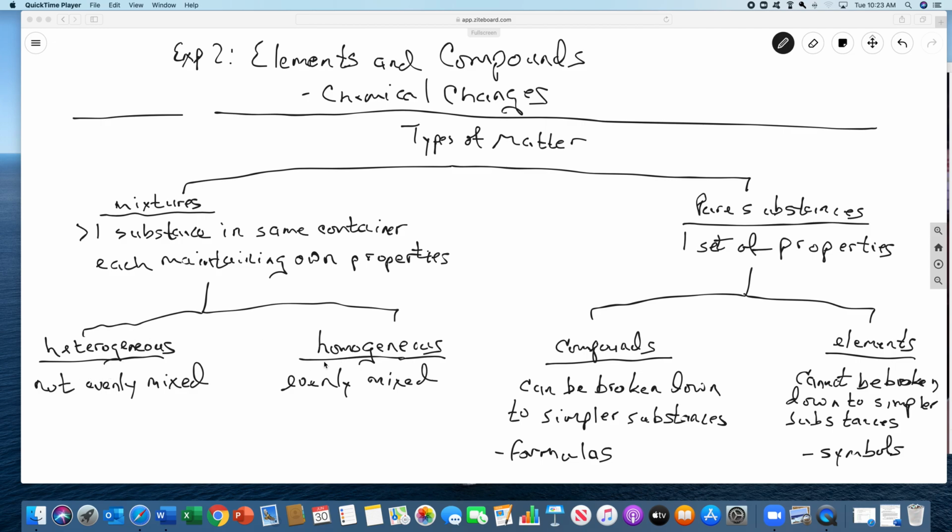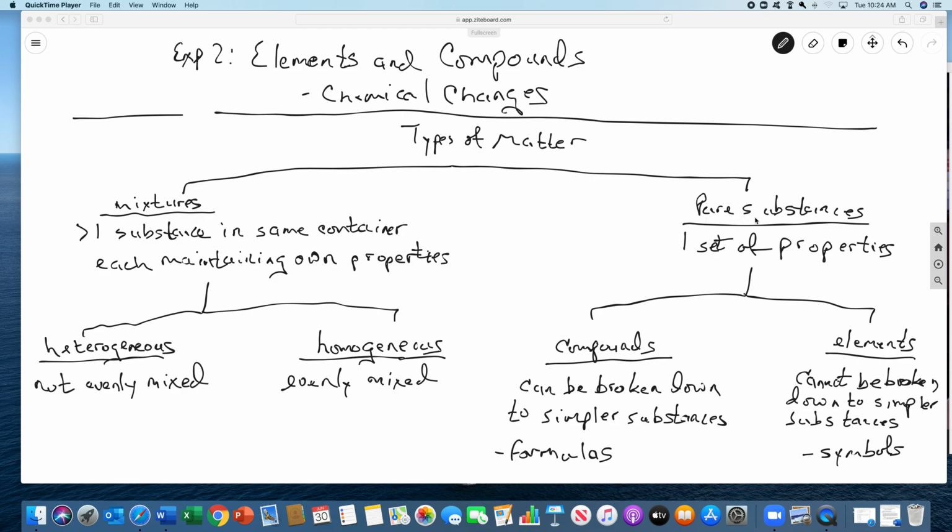A homogeneous mixture is evenly mixed, or a textbook might say the properties are evenly distributed. So for example, tap water has a lot of things dissolved in it, or if you even had Kool-Aid, right? It looks the same all the way through. Okay, this lab isn't really focusing on this stuff though. We're going to focus on pure substances.